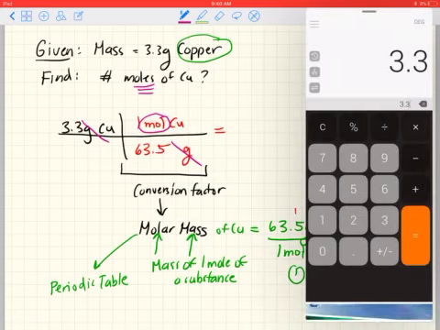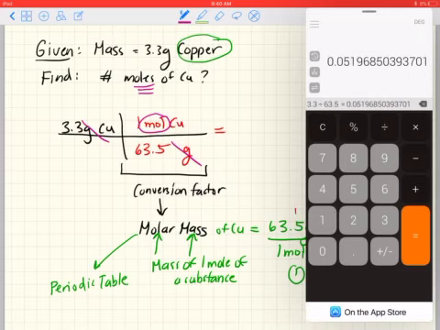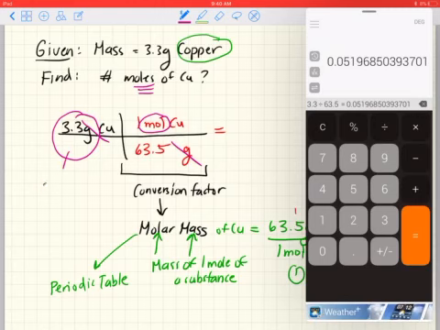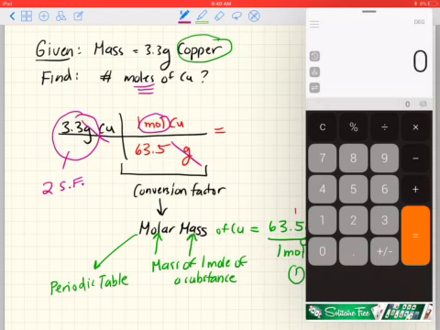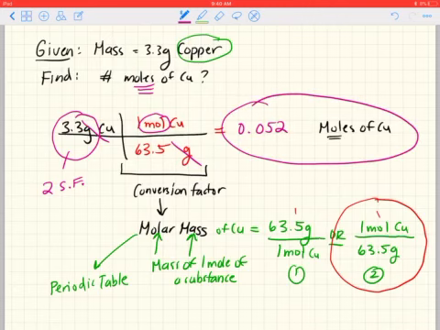So 3.3 grams times 1, no surprise, gives me 3.3. And I divide by the bottom number, which is 63.5. And that gives me a value of 0.0519, etc. I'm going to round that to 2 significant figures. So that gives me about 0.052 moles of copper.